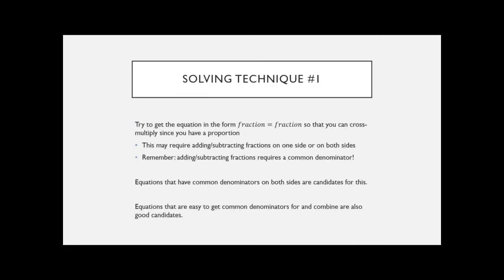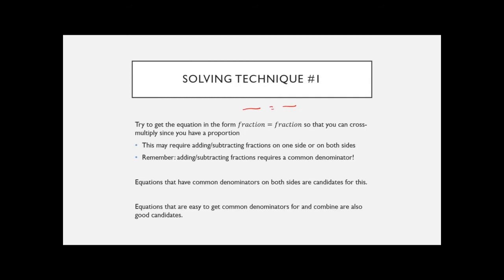So there are a couple different techniques for solving these. Basically, you're going to get the same answer no matter which way you go about it. It's just a matter of when you do certain steps. The first technique is to try to get your equation into a form where you have a fraction equal to another fraction, because then you have a proportion.